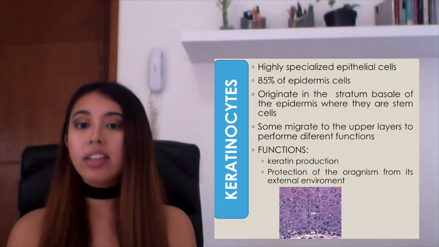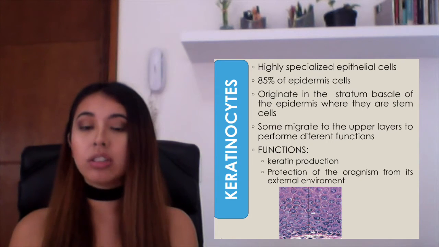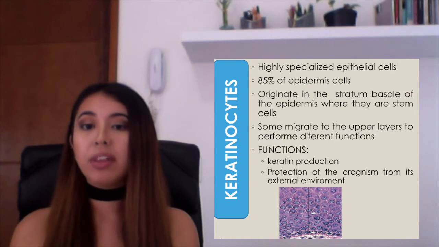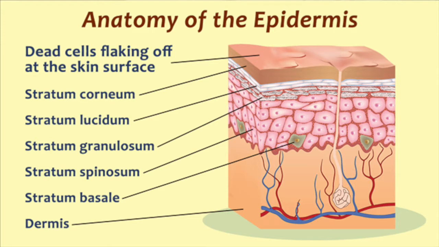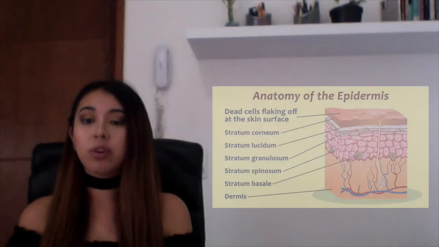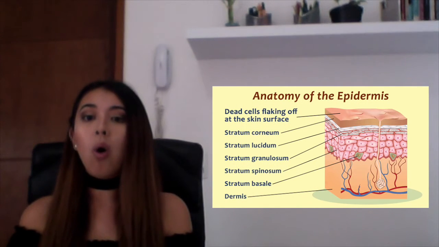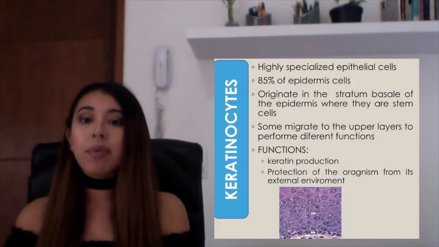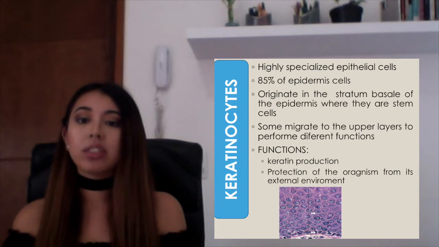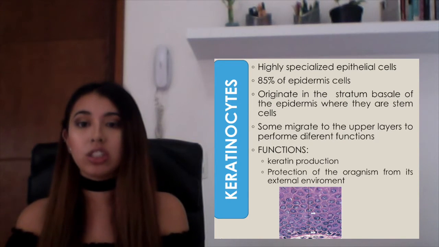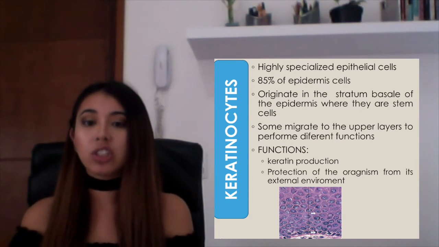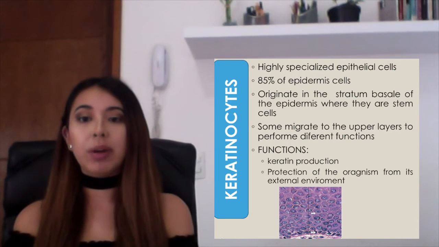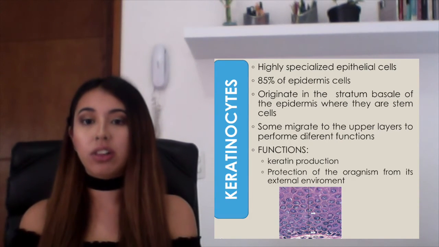Keratinocytes are highly specialized epithelial cells. They are the main cell type in the epidermis, which is the outermost layer of the skin. These cells originate in the stratum basale, where they can stay and act as stem cells, or they migrate upwards through the strata of the epidermis. As they move upwards, they take on different functions, such as keratin production and protection of the organism as they separate it from its external environment.